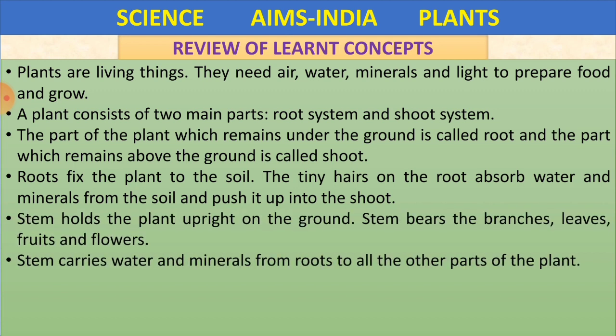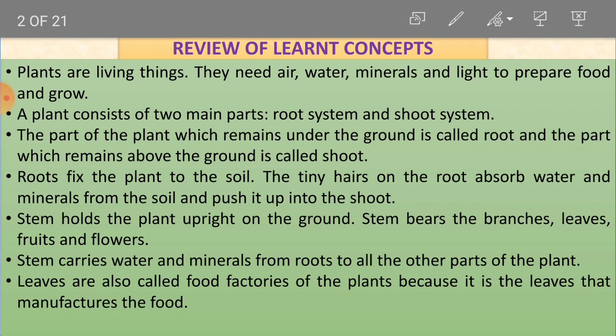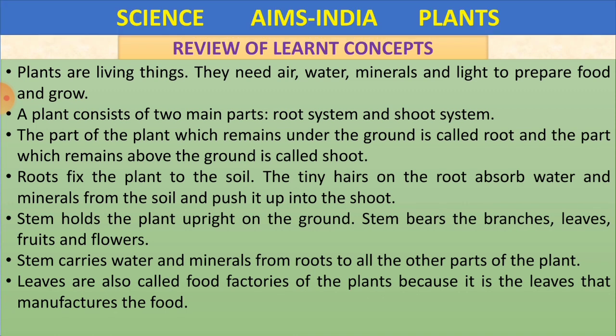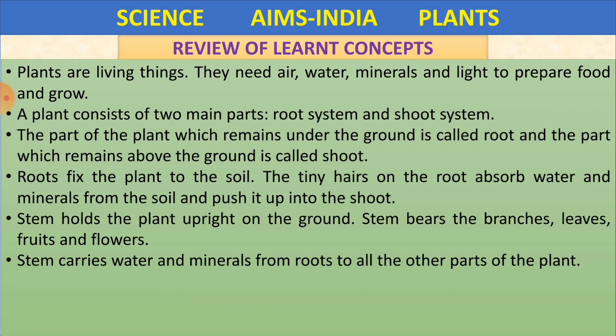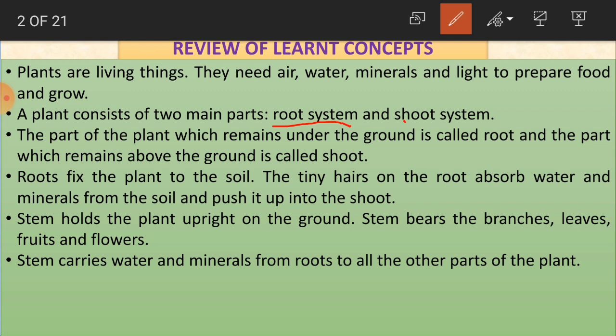What are they? Root system and shoot system. What we see above the ground is the shoot system, and what we see under the ground is the root system. The part of the plant which is under the ground is called the root system, and the part which we see above the ground is known as the shoot system. Clear children? So plants are living things and they have two main parts, root system and shoot system.